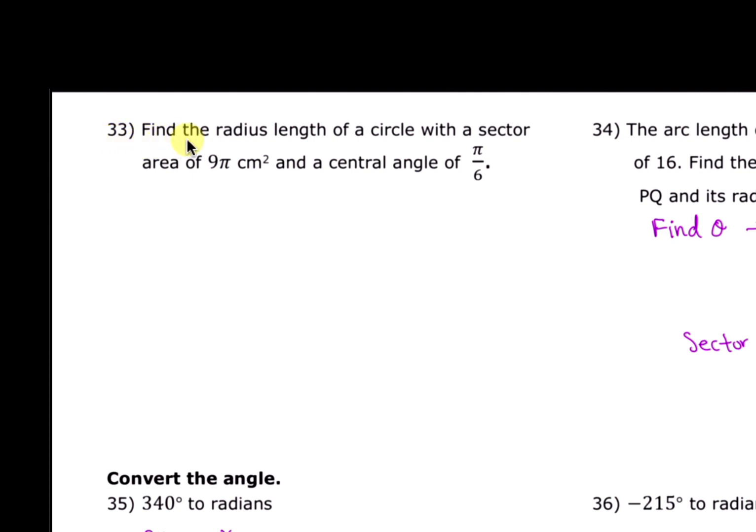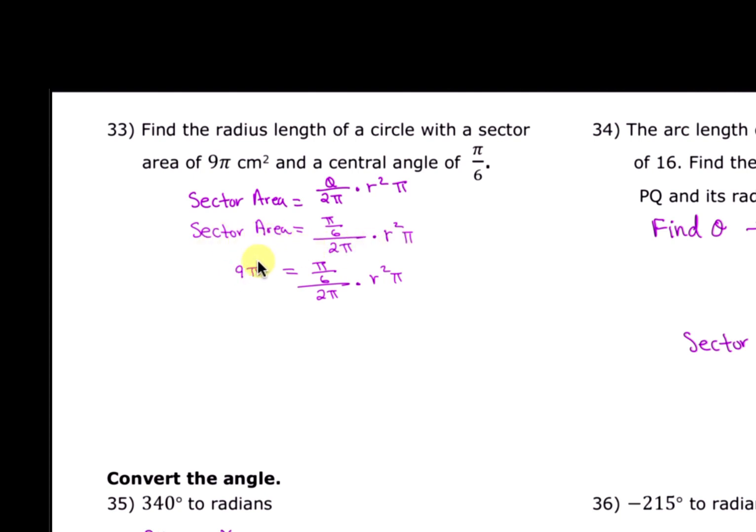All right, for number 33, it says find the radius length of a circle with a sector area of 9 pi square centimeters and a central angle of pi over 6. So we use the sector area formula. Sector area is the degree measure or the radian measure over 2 pi times r squared pi. So the sector area would be the radian measure of pi over 6, because that was given, over 2 pi times r squared pi.